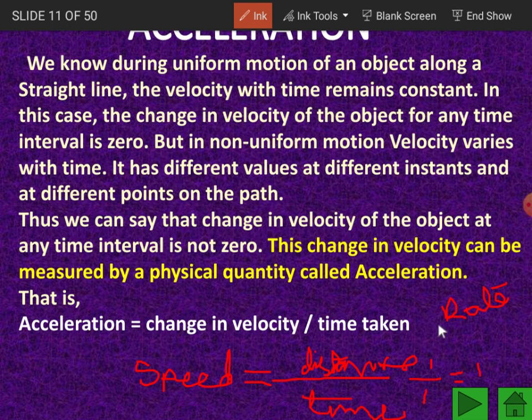That means if the velocity changes in 1 second, how much the velocity changes during that 1 second, we call that acceleration. So the rate of change of velocity, or rate of change in velocity, whichever you like, is known as acceleration. If the velocity changes, how much it changes in 1 second, we call that rate of change in velocity, and it is known as acceleration.